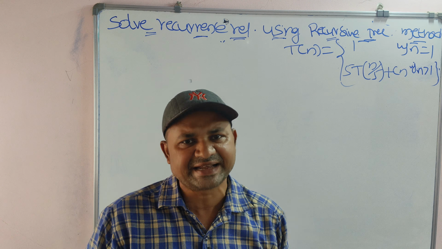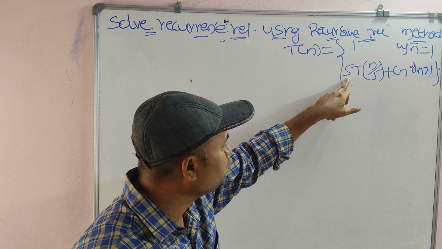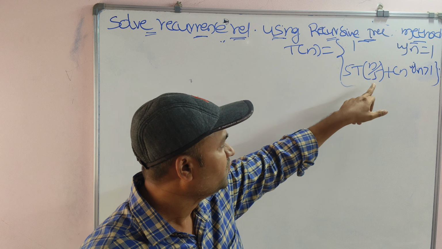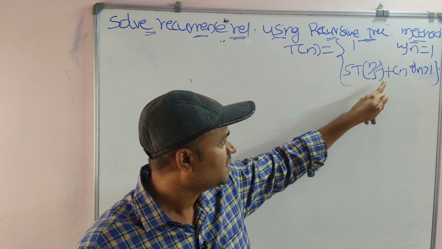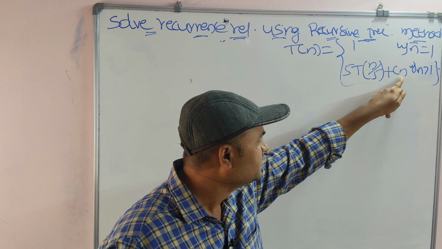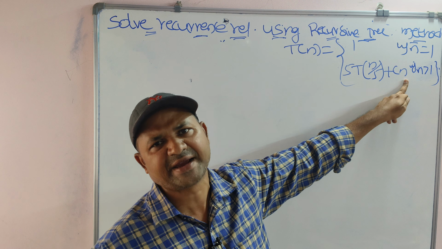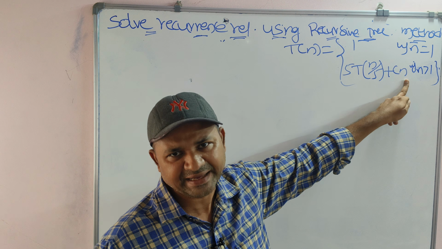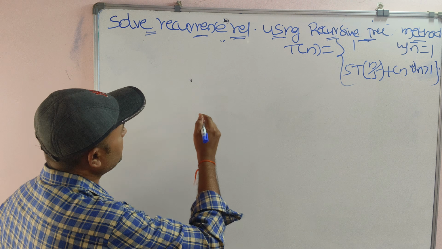Whereas if n is greater than 1, then the given array is divided into 5 parts, where each part will contain n by 5 elements. And we require minimum Cn comparisons for merging or for comparing or for combining. So we require minimum Cn comparisons. Okay. So let us solve the problem.